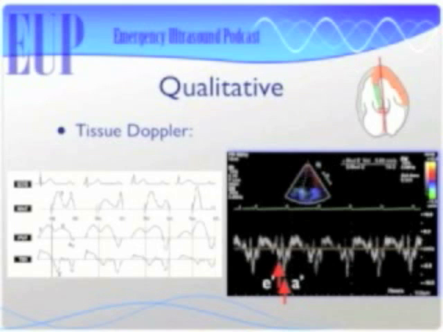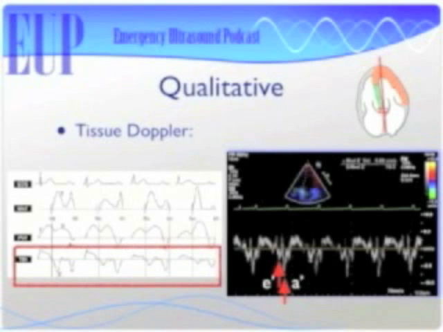So now I got to look further. I got to look at their pulse wave Doppler. So TDI can be helpful not only in just telling you if there is any diastolic dysfunction, but also telling you the difference between normal mitral valve filling and pseudonormal mitral valve filling.